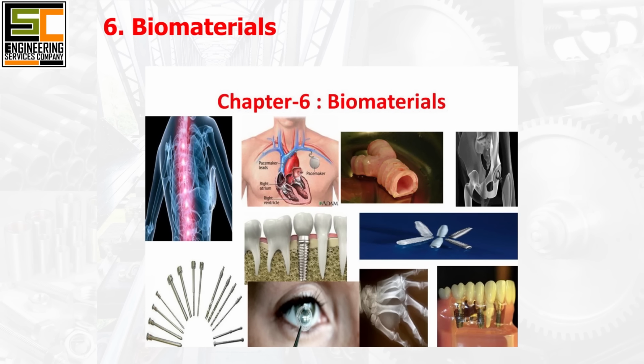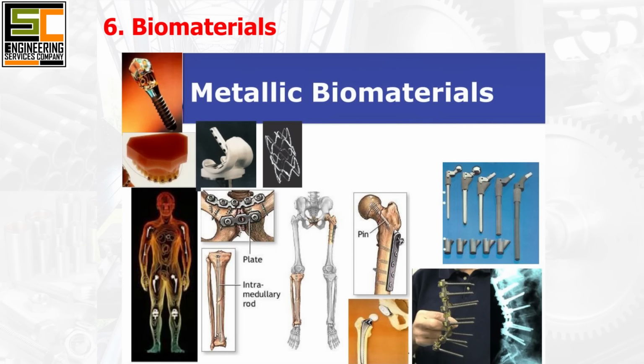6. Biomaterials. Biomaterials are materials engineered to interact with biological systems for medical or biological applications. Examples include metals, titanium alloys for orthopedic implants, polymers, biodegradable sutures, ceramics, hydroxyapatite for bone grafts, and composite materials. Biomaterials play a crucial role in medical devices, tissue engineering, drug delivery systems, and regenerative medicine.